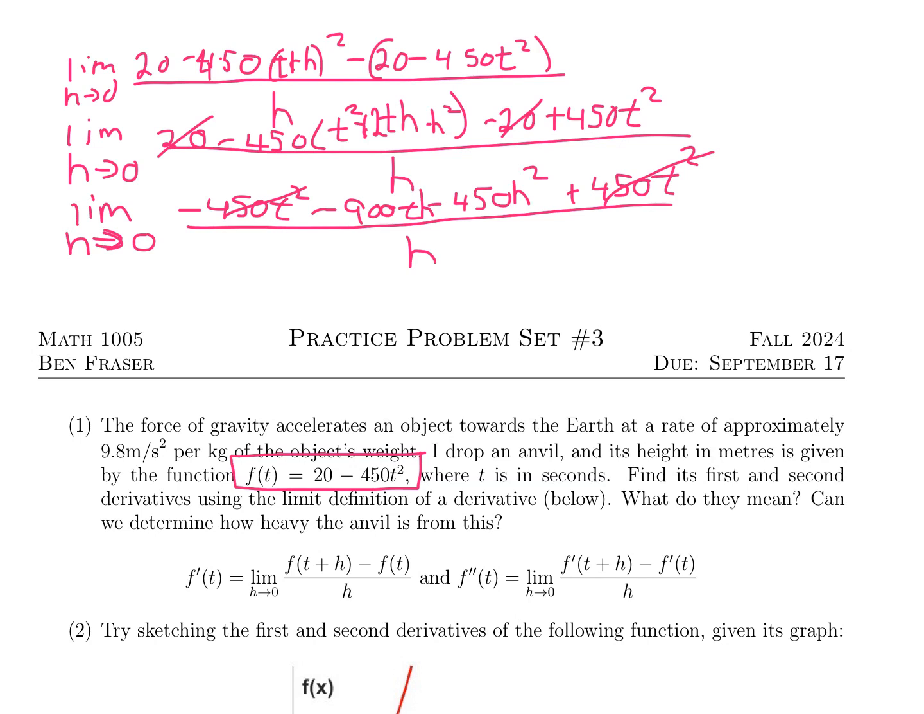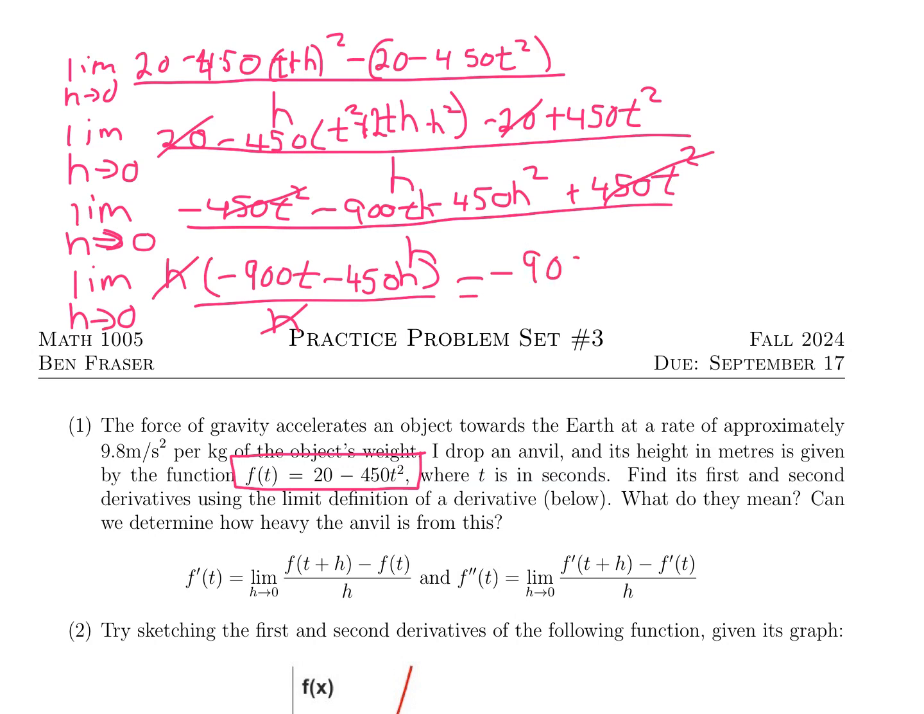The last step is to always factor out that h term. So in the top, I have an h in both terms, and so I would be left with minus 900t and then minus 450h all over h, and the h's cross out. So now if I let h become 0, I just get minus 900t, and that's the first derivative.